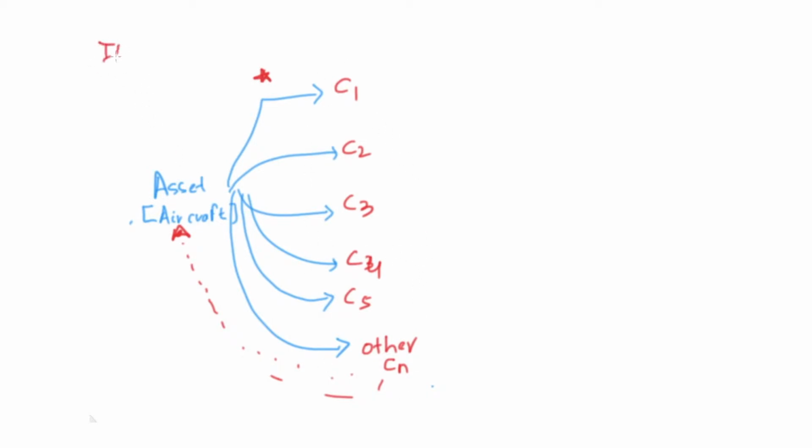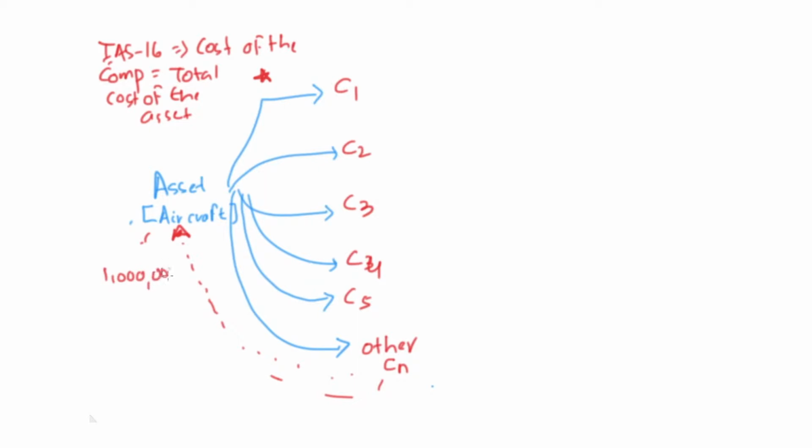Now the first question should be how did we break down into different components? So the standard says under IAS 16 the componentization should be done based on the cost of the component in relation to the total cost of the asset. Suppose the total cost of the asset is $1 million and the cost of component 1 is $200,000, which means component 1 consists of 20% of the total cost of the aircraft, which means it is deemed to be a significant component.